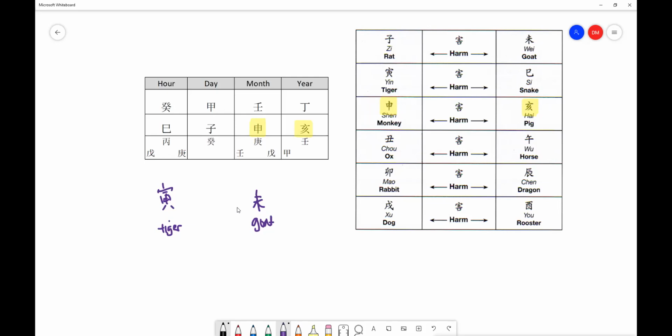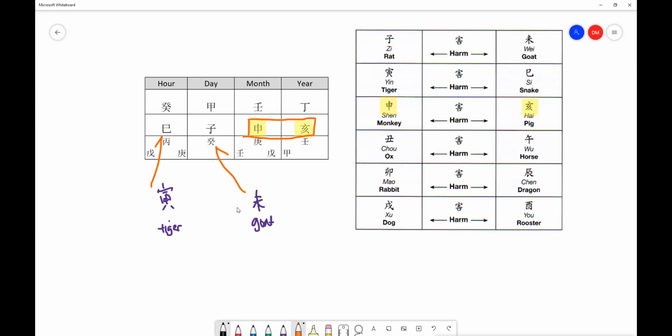Therefore, the day pillar will have a harm when the goat arrives. The hour pillar will have the tiger when it arrives. But of course, the month and year is already internal. Therefore, we got an internalized harm, and we got a visiting or external harm that comes into it. So the first thing, of course, is to identify.